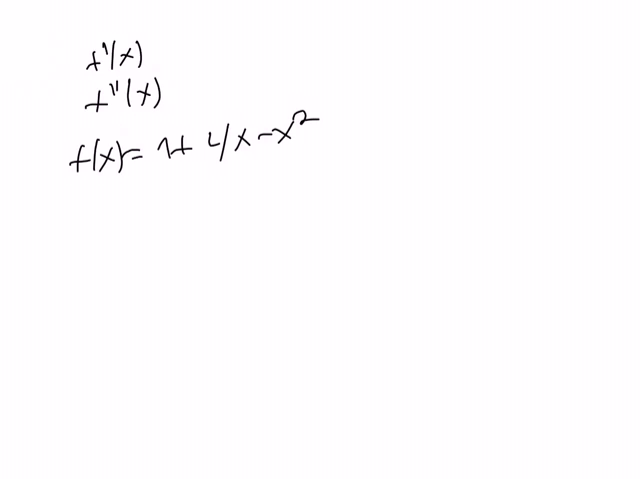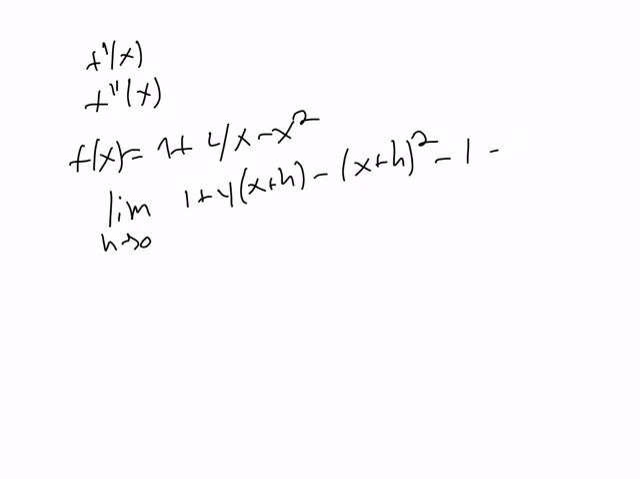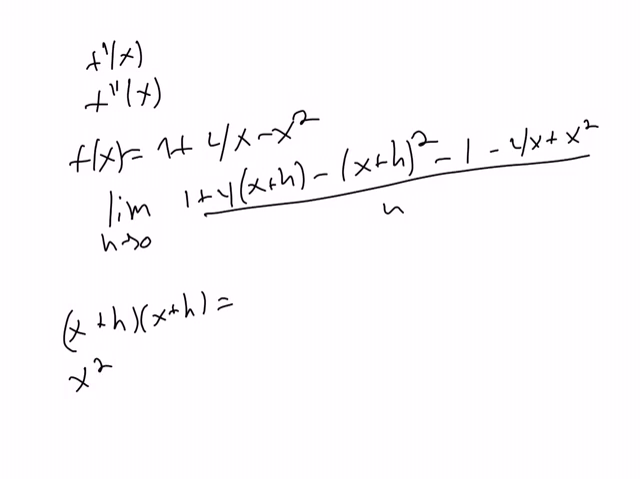So problem 43 asks us to use the definition of the derivative to find f prime of x and f double prime of x. I'm not going to graph them, but f of x is going to equal 1 plus 4x minus x squared. So first we're going to use the definition of the derivative. So it's the limit as h goes to 0 of 1 plus 4 times x plus h minus x plus h squared, minus 1 minus 4x plus x squared, over h. Then we have x plus h times x plus h. It's going to give us x squared plus 2xh plus h squared.